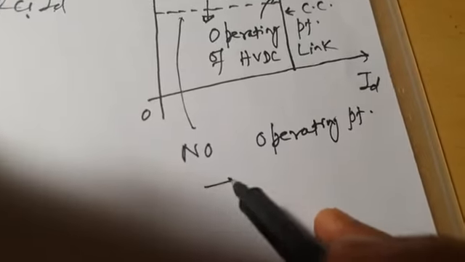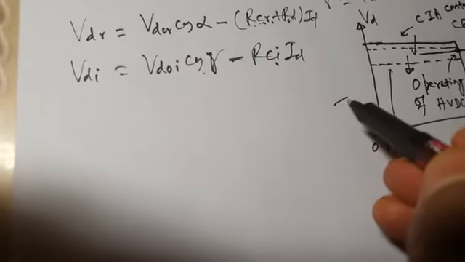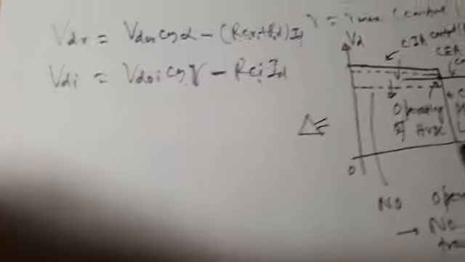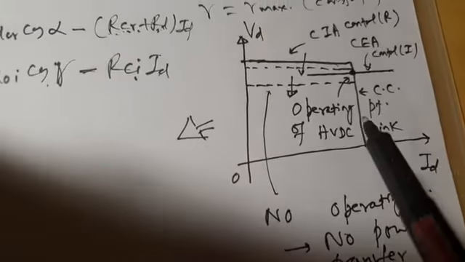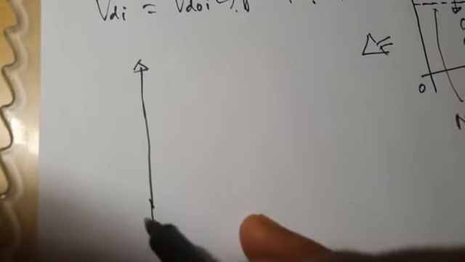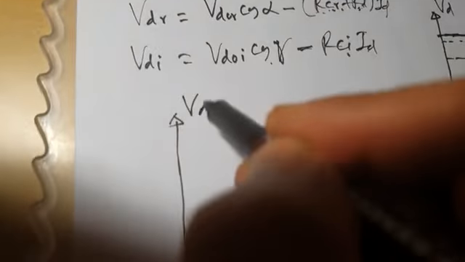No operating point means your HVDC link will not supply any power. No power transfer will take place from the AC side to the DC side. So to avoid this situation, what is done? The VI characteristic, or control characteristic, of your HVDC link is modified like this. This is ID and this is VD.